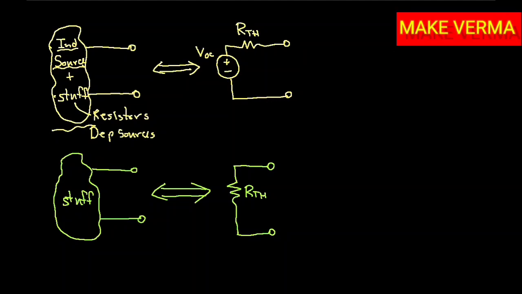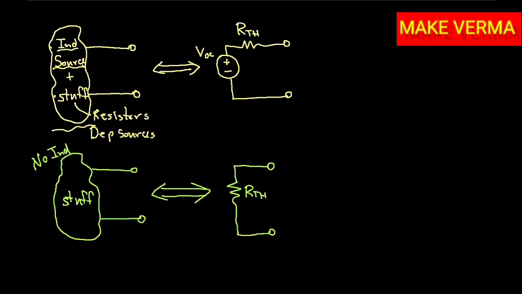Now, if I have no independent sources, so that would be this case, and I have just stuff, where again stuff is resistors and dependent sources, then it turns out the equivalent circuit is just a resistor, which is the Thevenin resistance. Again, this is extremely useful because I might have something that has all kinds of stuff. Again, for example, it might be an amplifier, or it might be speakers or something like that. And I can take all of this stuff and combine it into a single resistance.